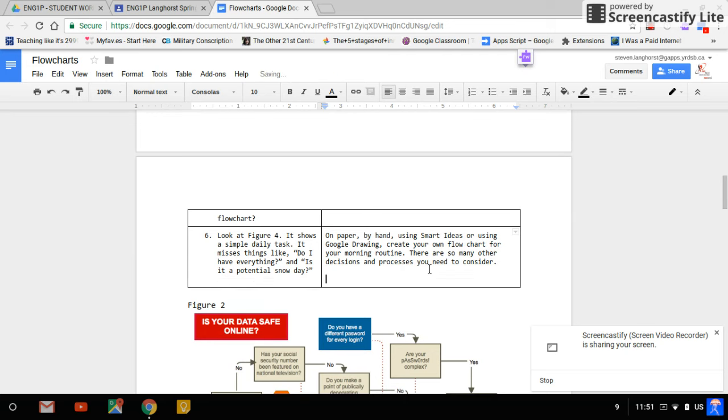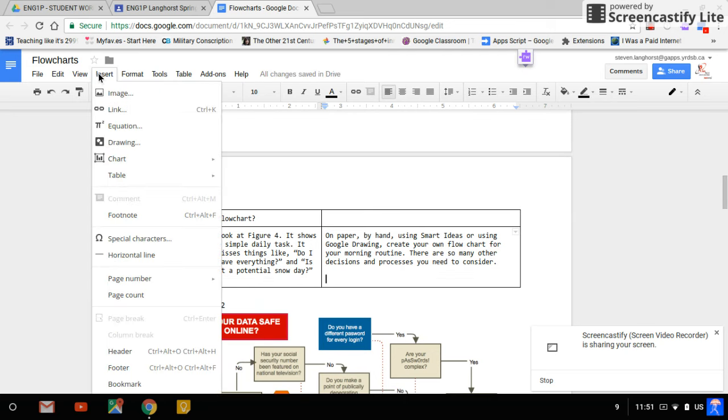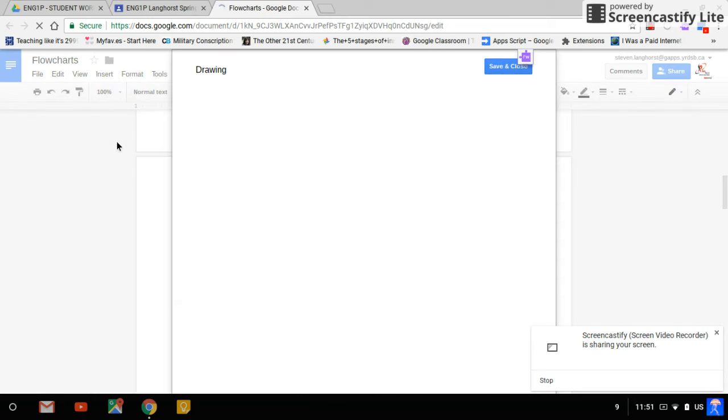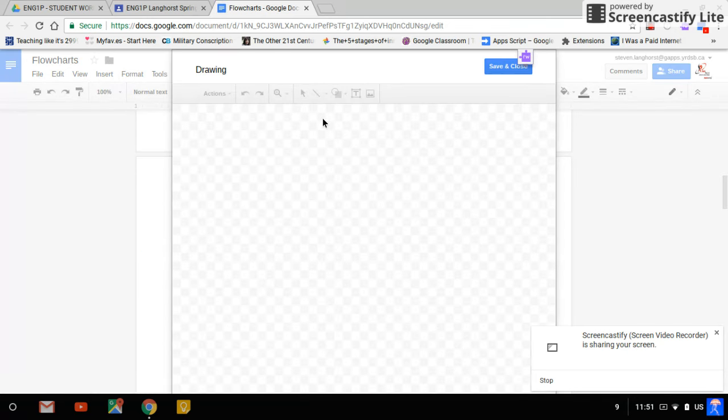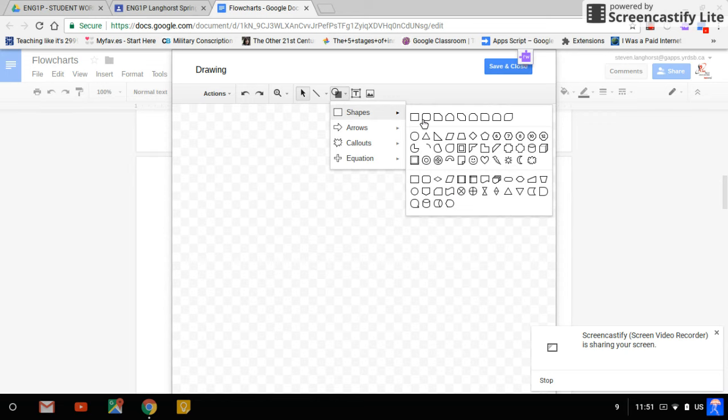If in this space, I go to insert drawing. Again, Google Drawing is probably your easiest one for almost all tasks I give you. But you don't have to. You could theoretically go to Smart Ideas, especially for people who will be on the right computers for Smart Ideas if you're in the library. So this is the idea here. You can go to Shapes, and Shapes gives you the computer programming shapes.